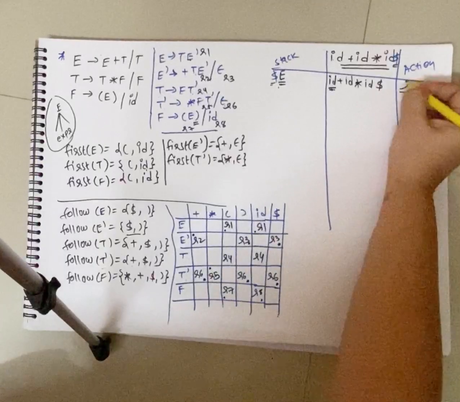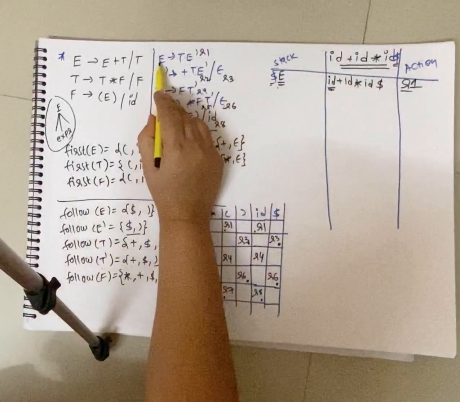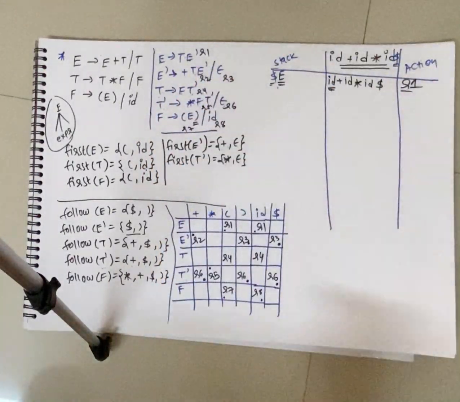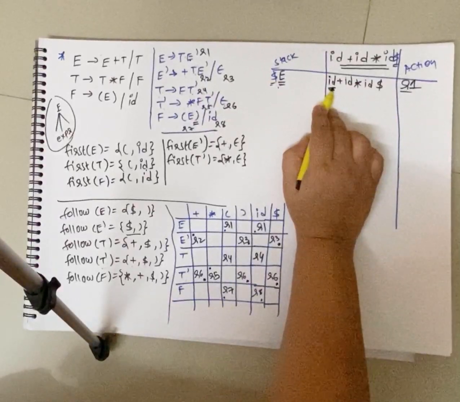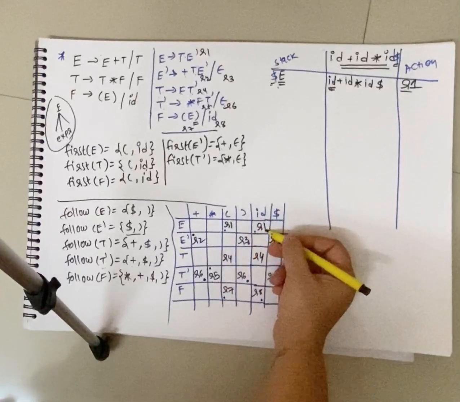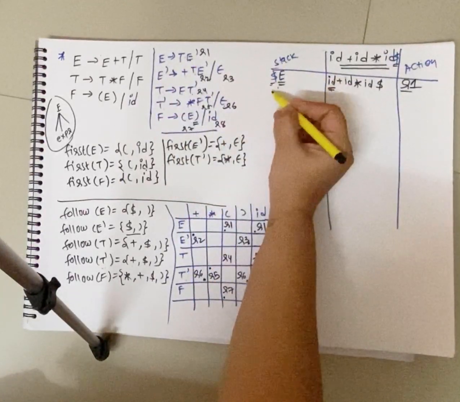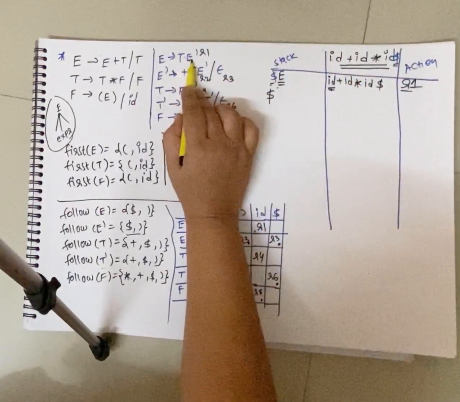Okay. So which rule are we going to apply? R1. What is R1? R1 says E should be replaced by TE dash. Are you getting it? Let me repeat. Top of the stack is capital E and current input symbol is ID. So from the table we need to get the value of E, ID. E, ID indicates R1. What is R1? E derives TE dash. So from the stack E should be popped and TE dash should be pushed.